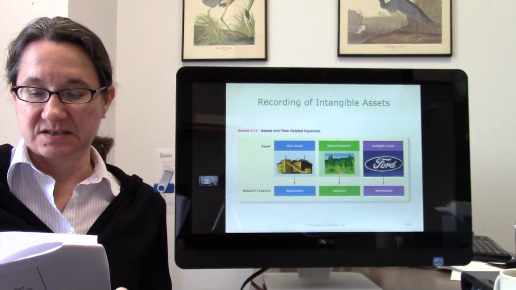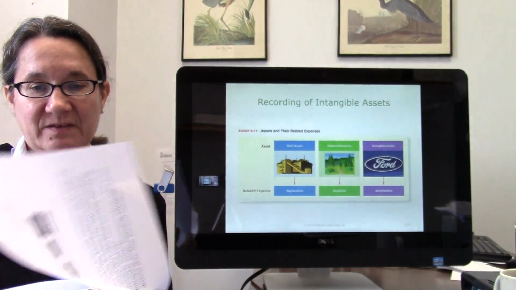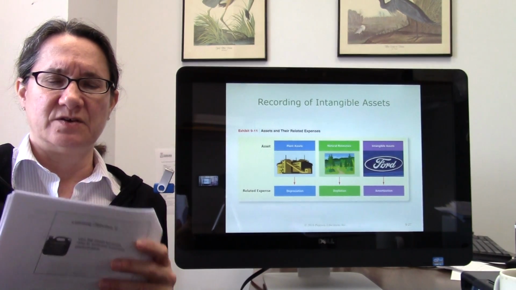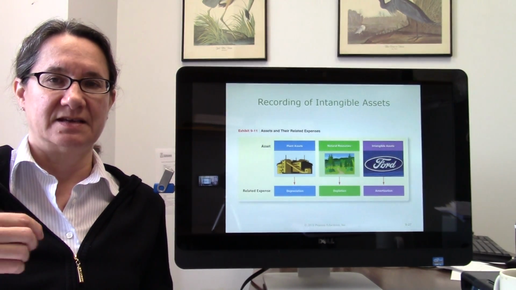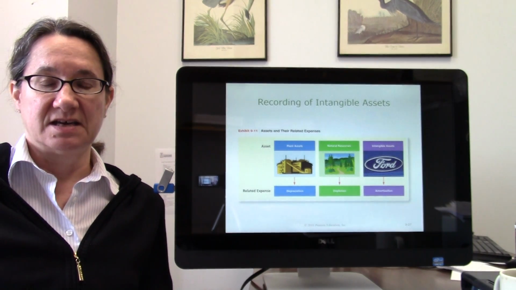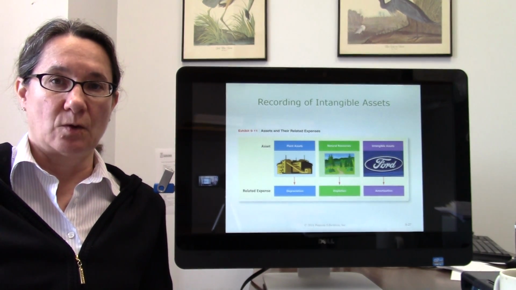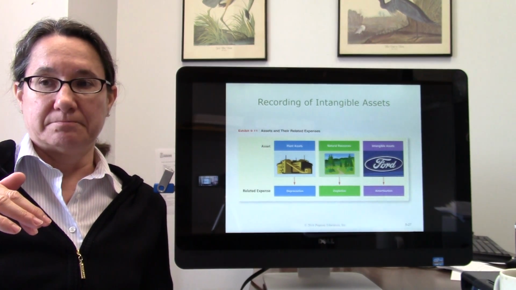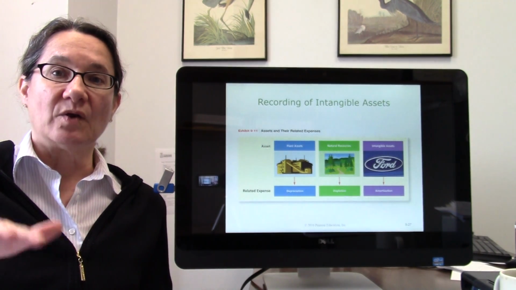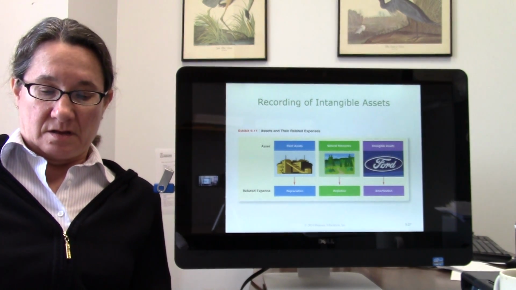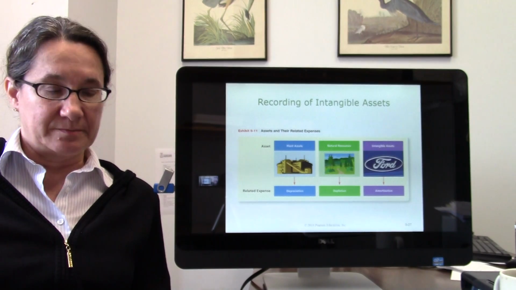Intangible assets are assets whose value is not derived from their physical substance. So an intangible is not an actual physical thing that you can touch. It's like the rights to something. It's the rights to use a name, like a franchise. It's the rights to use airwaves, like a license. It's the rights to be the only person who produces something, like a copyright or a patent. All right, so that's the asset summary.